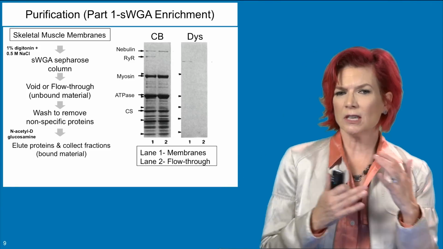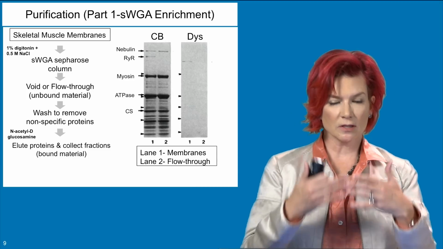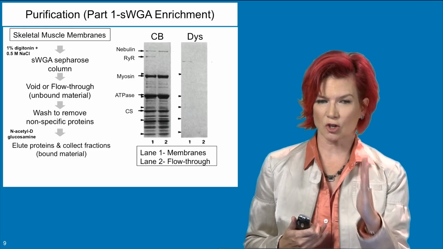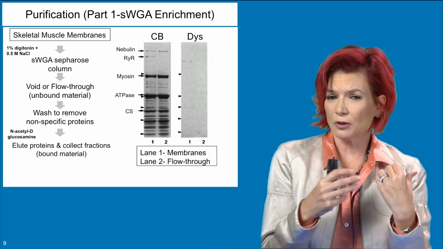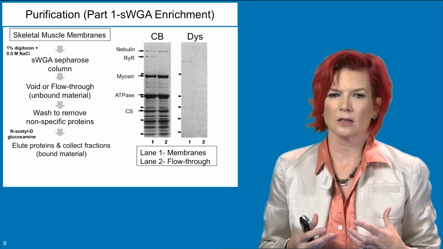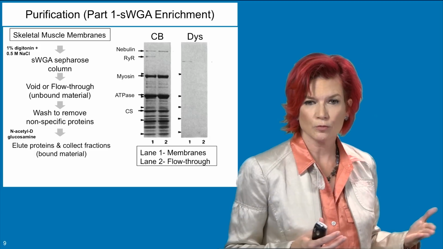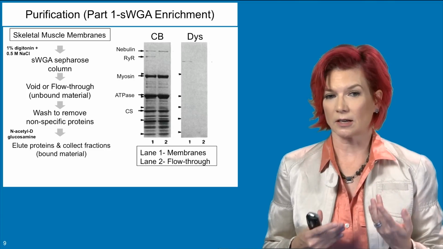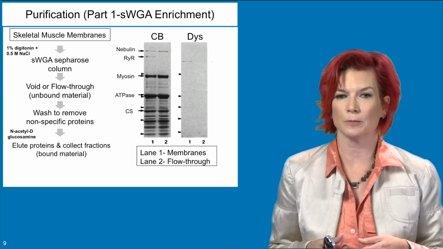So what you'll see in the experiments provided here is a Coomassie stained gel, and this gel is revealing to us all the proteins that are present in the sample. Lane 1 is showing us the starting material. The starting material consists of a lot of proteins, and we're just showing you a few of them here, like nebulin, ryanodine receptor, myosin, as well as the ATPase, calsequestrin, lots of proteins. And the flow-through represents the proteins that are not binding to the WGA lectin column. Everything that's not sticking to the column just comes right out in the flow-through, also called the void.